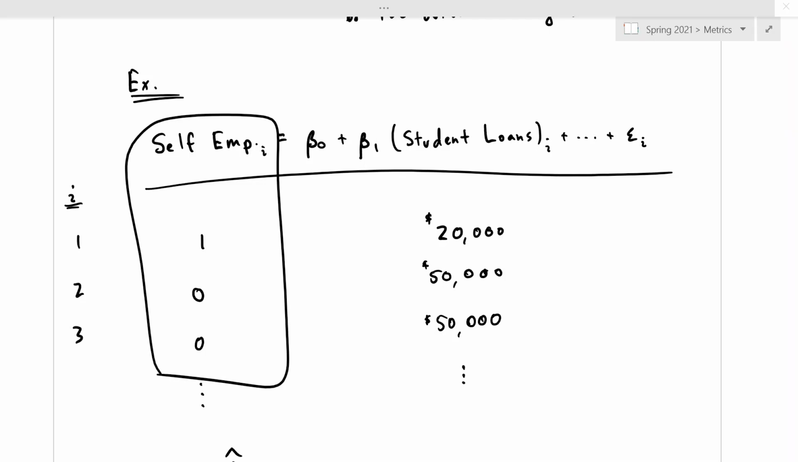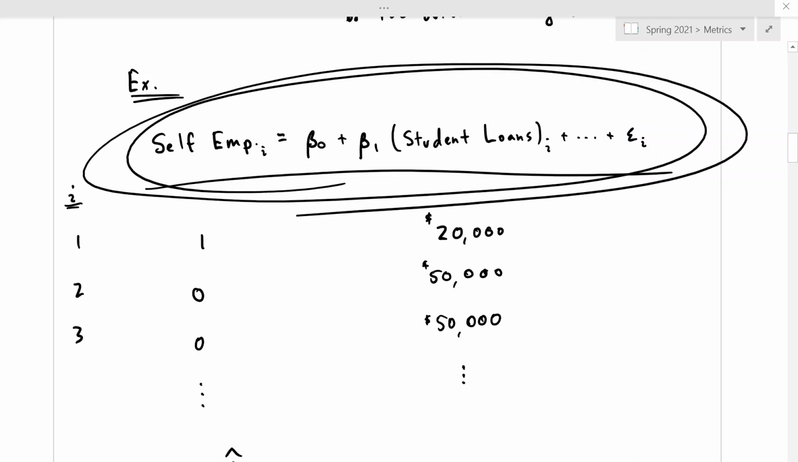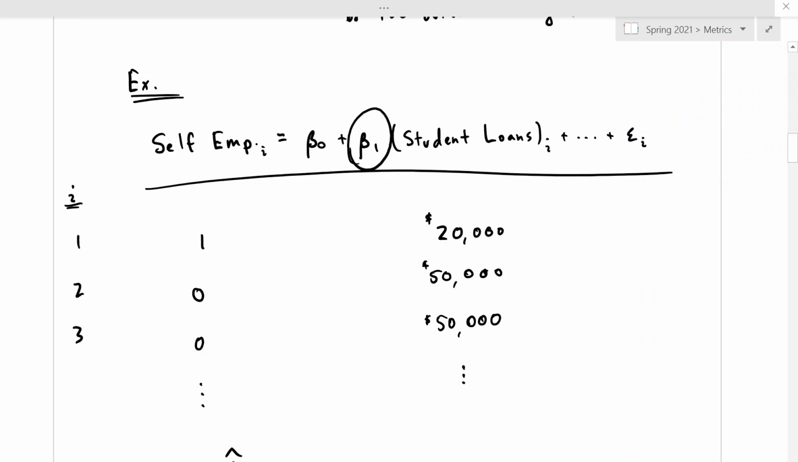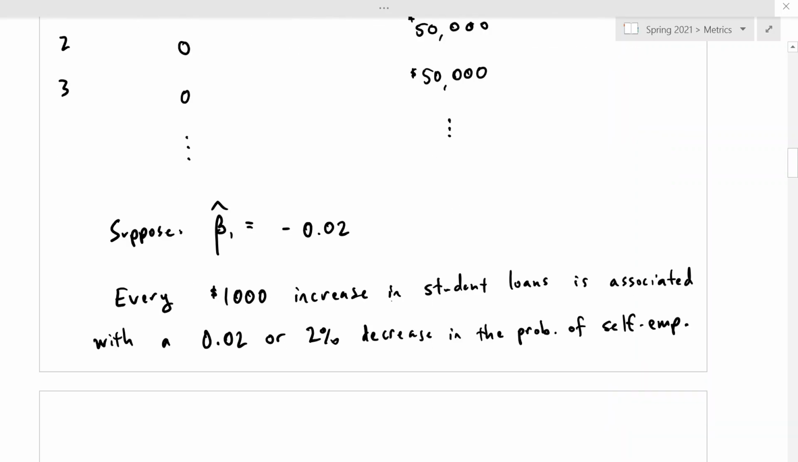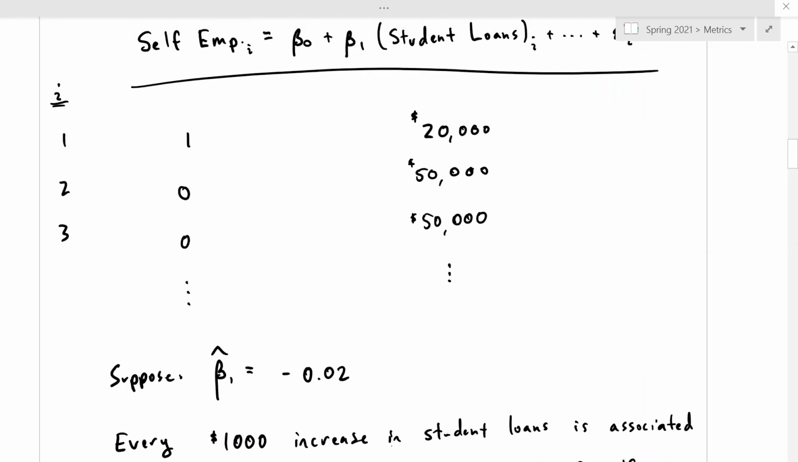And in this case, we're doing the linear probability model. And so we just build out a normal ordinary least squares OLS regression. And we could end up having some estimated beta, which would be the association between student loans and self-employment. And suppose that's negative 2%, then a $1,000 increase in student loans is associated with a 2% decrease in the probability of self-employment. And so I guess, technically maybe these need to be measured in thousands.